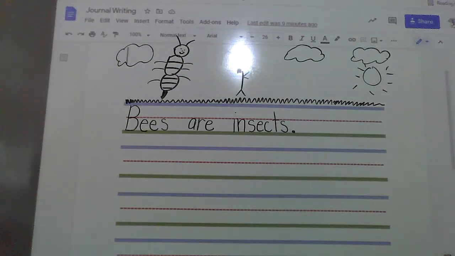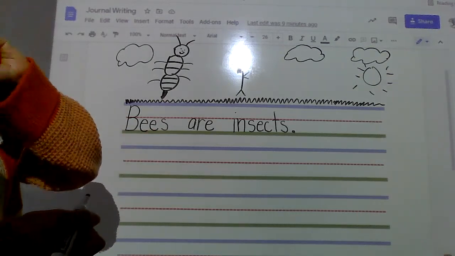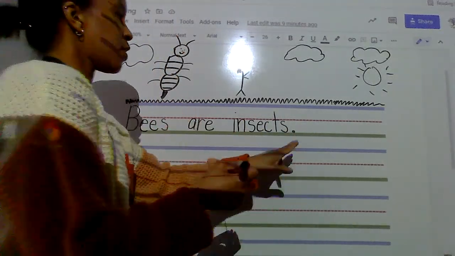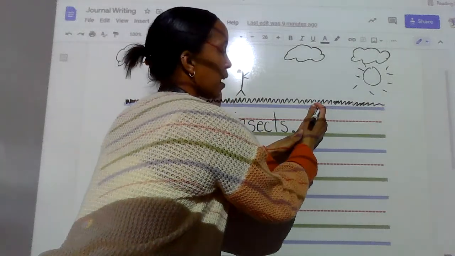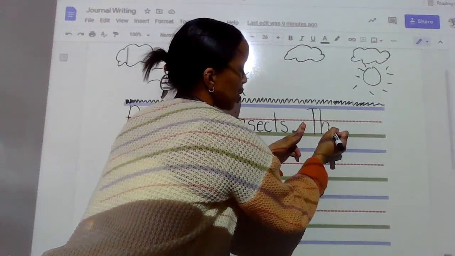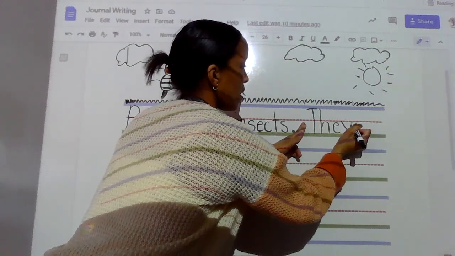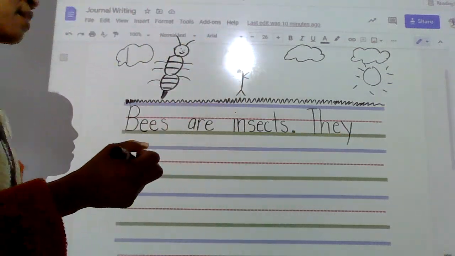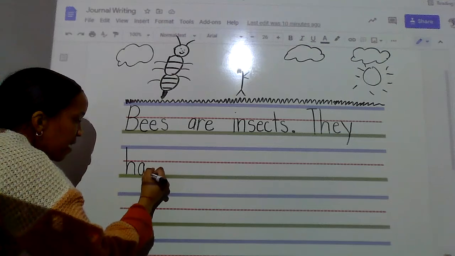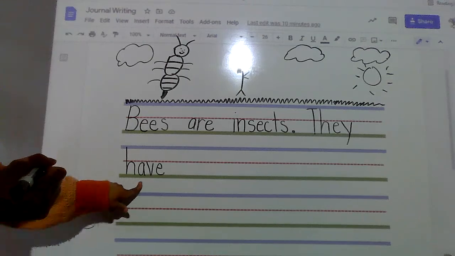Now I need to say why they're insects. So instead of using bees again, I'm going to use a pronoun to replace it. Instead of bees, I'm going to use the pronoun they, which is also a power word. And because I'm starting a new sentence, I'm using an uppercase letter. Spell they for me. Notice I'm starting at the top, that blue line. They, T. Starting at the top again. H. E is a short letter, so I'm starting down here. Straight line up and around for my E. And then Y. Y is a long letter. It goes underneath that grass line. They have, power word. H-A-V-E. Have.